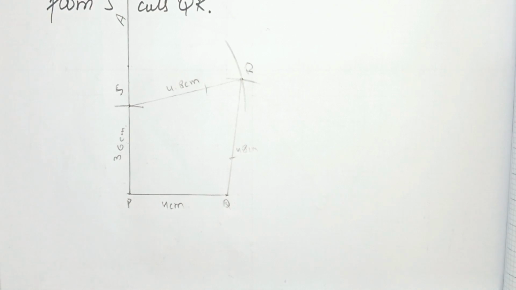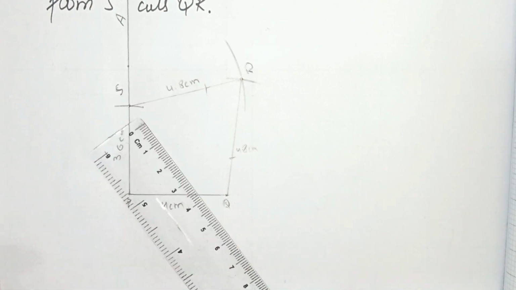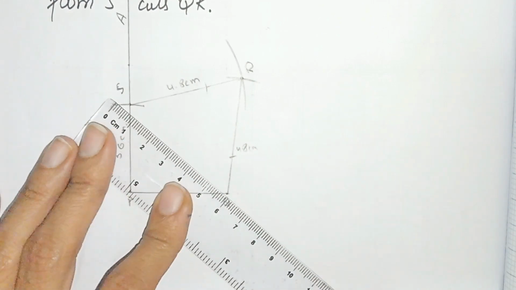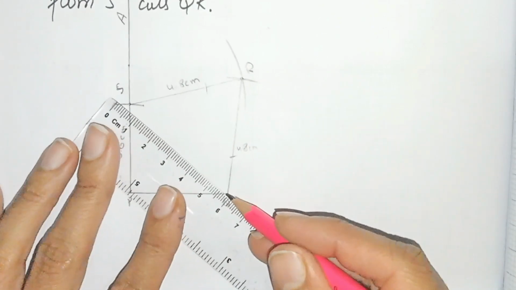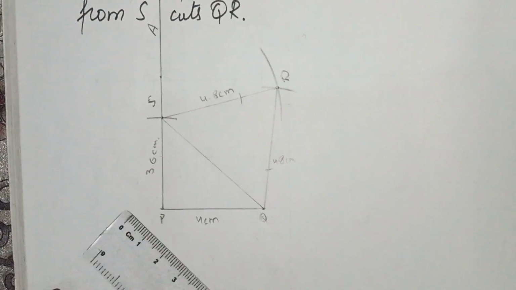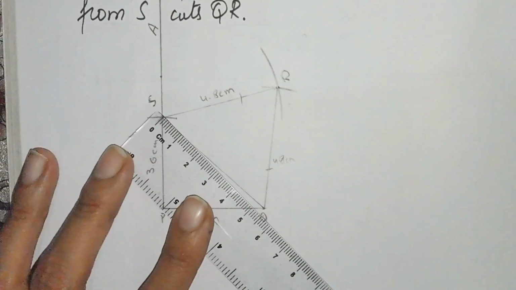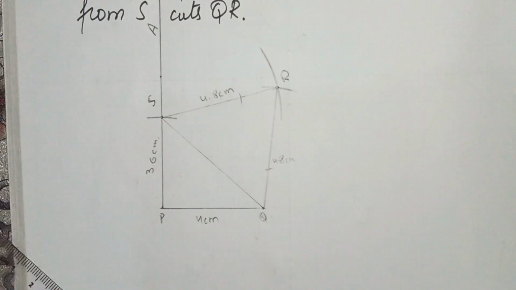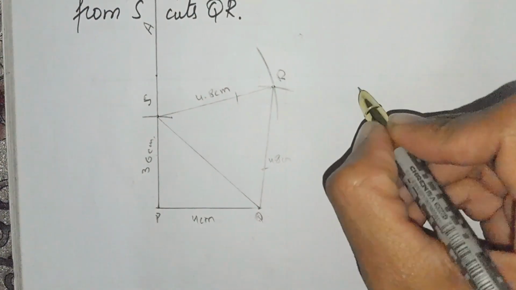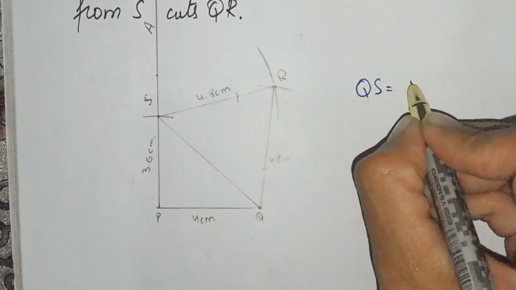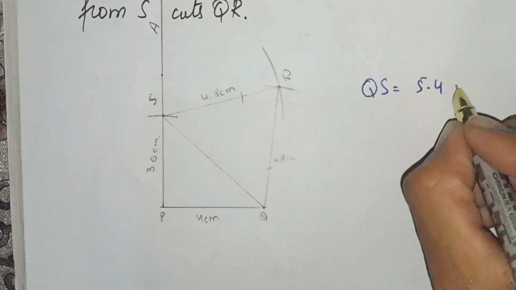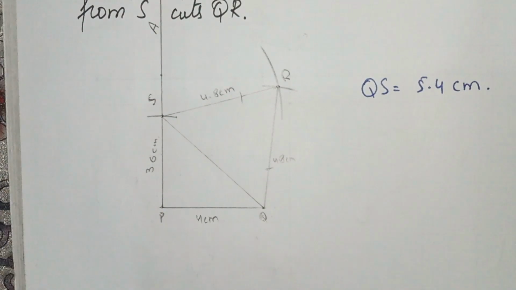Now students, we have to measure the length QS. And this is the line QS. First we have to draw the line and then measure that line. Now students, I am measuring the line QS and this is equal to 5.4 centimeter. QS is equal to 5.4 centimeter, and now we have to measure the length of SU.